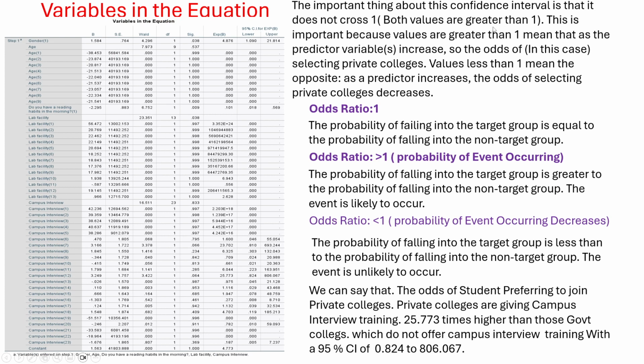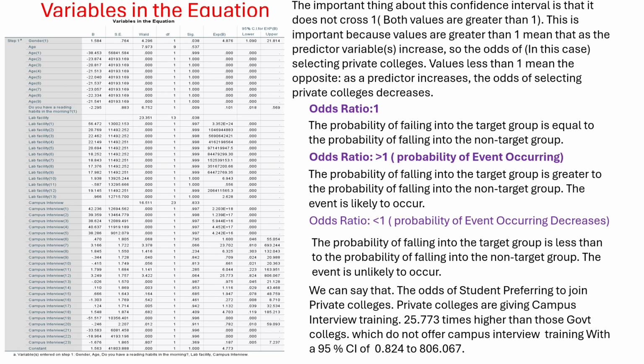Both the values are greater than 1. This is important because values greater than 1 mean that as the predictor variable increases, so do the odds of, in this case, selecting private colleges. Values less than 1 mean the opposite: as the predictor increases, the odds of selecting private colleges decrease.